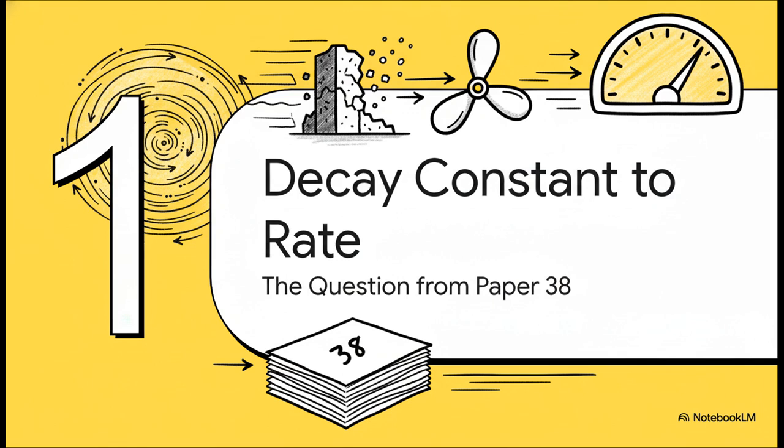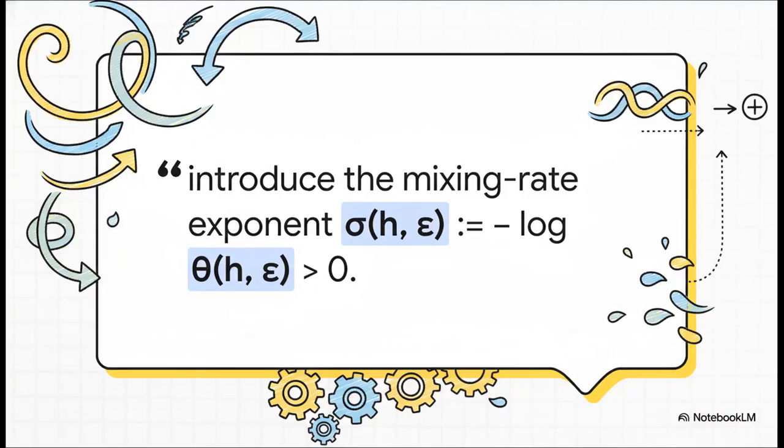We're taking the abstract decay constant from paper 38 and turning it into something we can actually work with, a concrete measure of mixing speed. The paper's solution is to introduce this new quantity, the mixing rate exponent, sigma. The definition is beautifully simple. It's just the negative logarithm of that decay constant, theta. And since we know theta is always less than 1, its log is always negative, which means sigma is always positive. This gives us a really direct positive measure of how fast things are mixing.